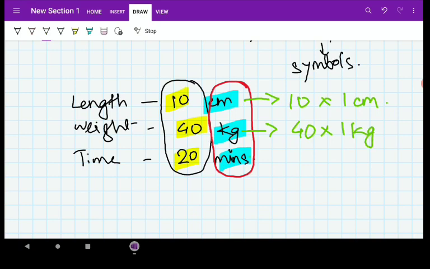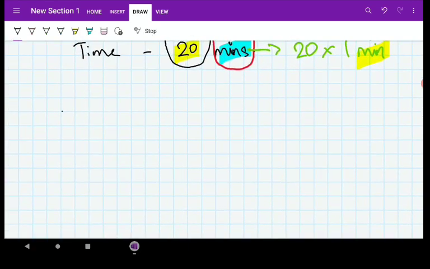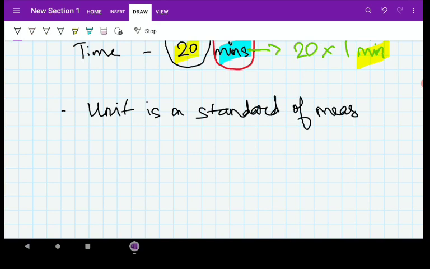What does time 20 minutes denote? Time 20 minutes means there are 20 one-minute intervals of time taken in order to reach school. So these words centimeter, kilogram, minutes, these are the units which we are using. So one thing we can be very sure of, unit is a standard of measurement. Now unit is a standard of measurement.